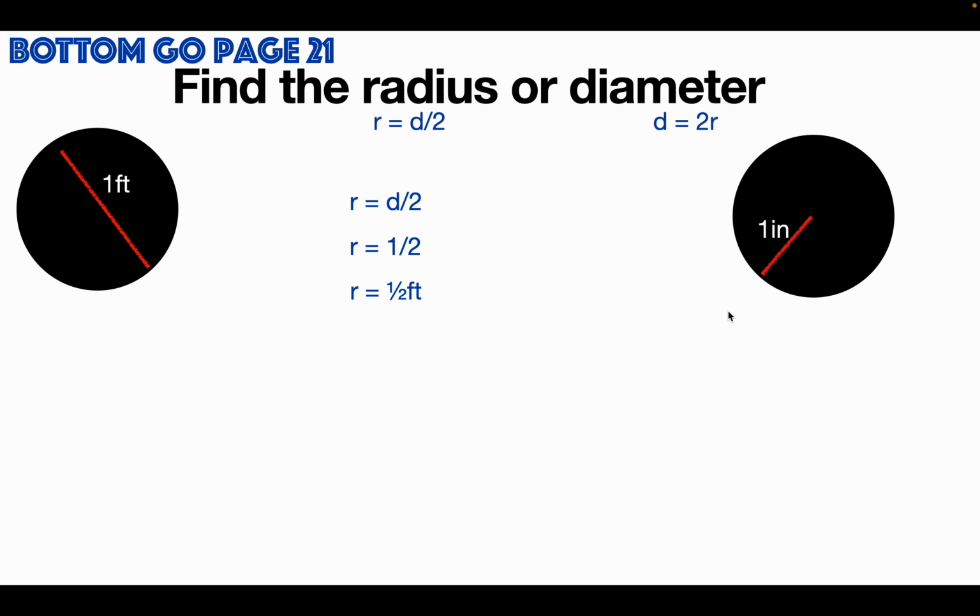Next shape, it also gives me the radius, and I want to find my diameter. So I remember that the diameter is double the radius. So D equals 2 times R. I'm going to plug in R. So D equals 2 times 1. So my diameter equals 2 inches.